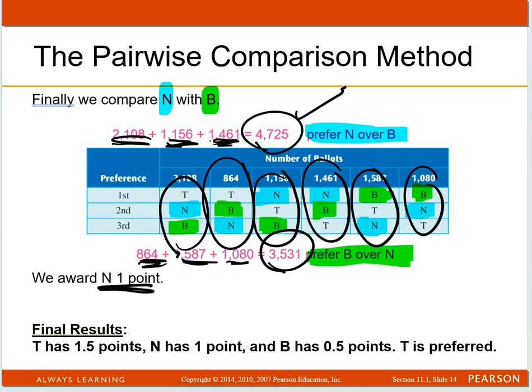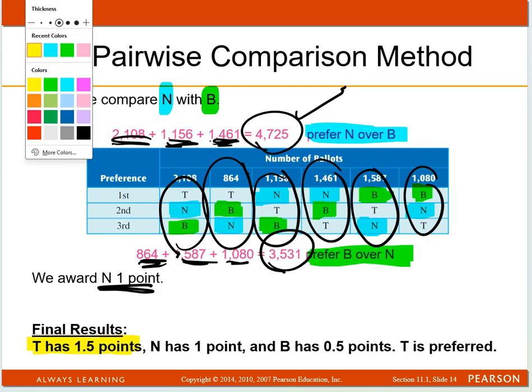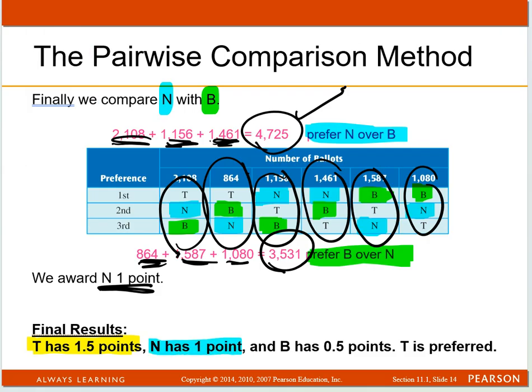So at this point, tacos had 1.5 points. Nachos had only 1 point. And burritos had just a half a point. So our choice is tacos. And that is the pairwise comparison method.